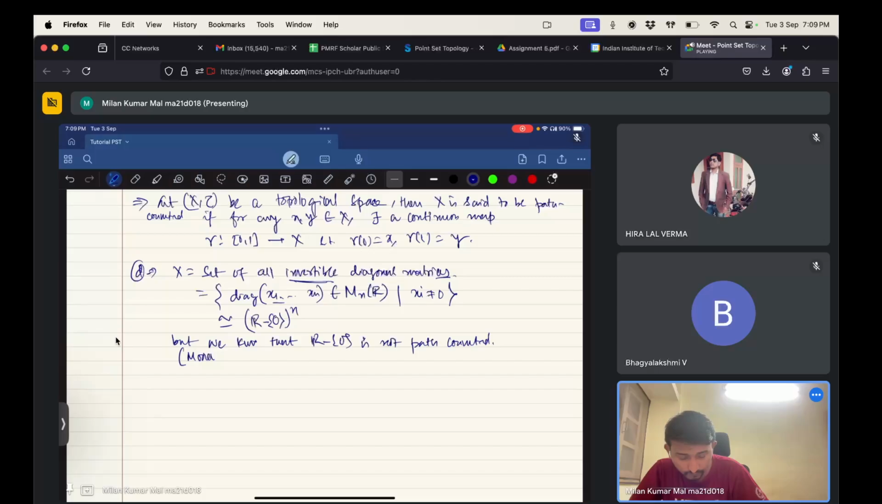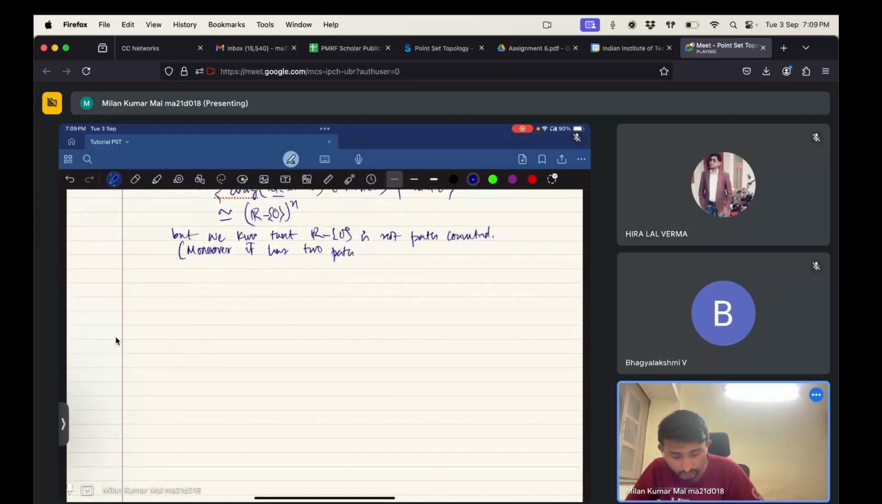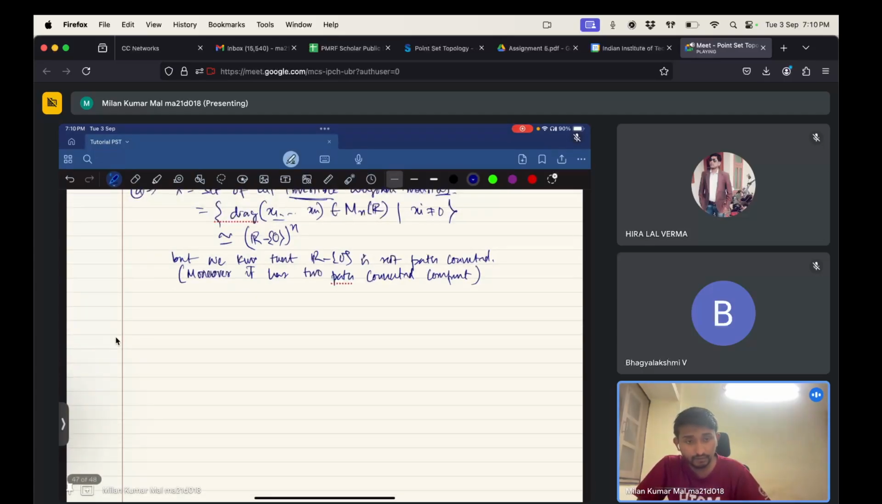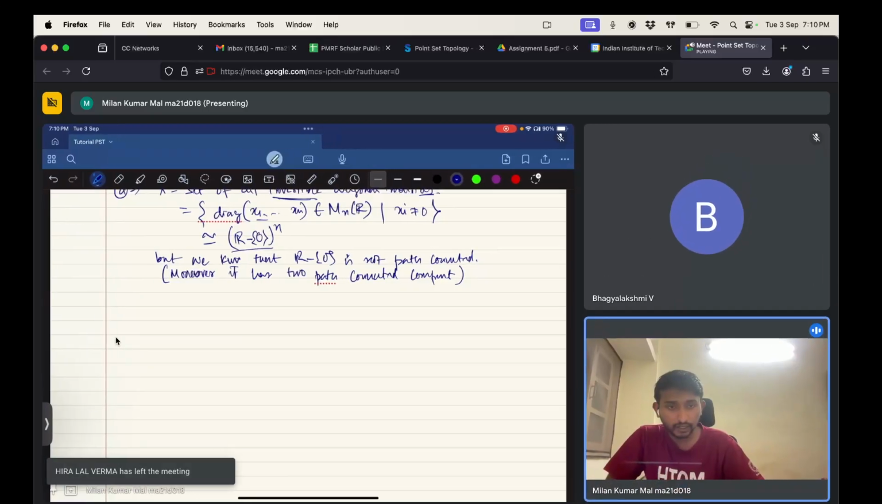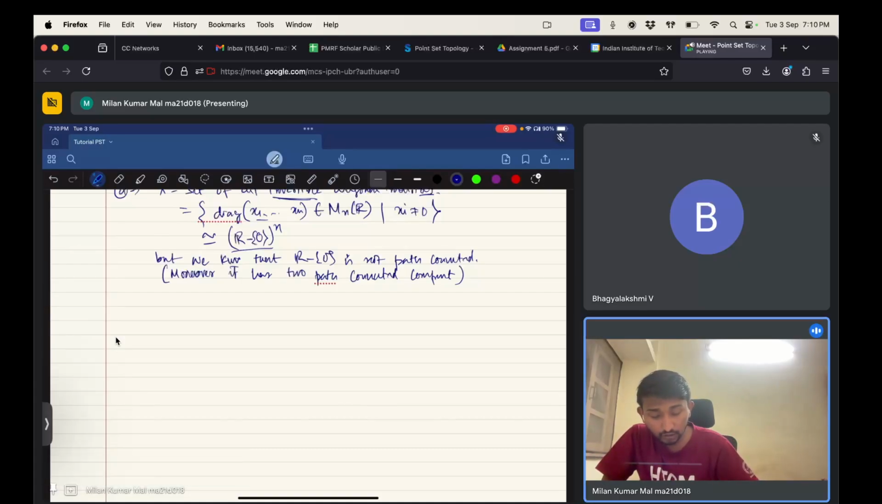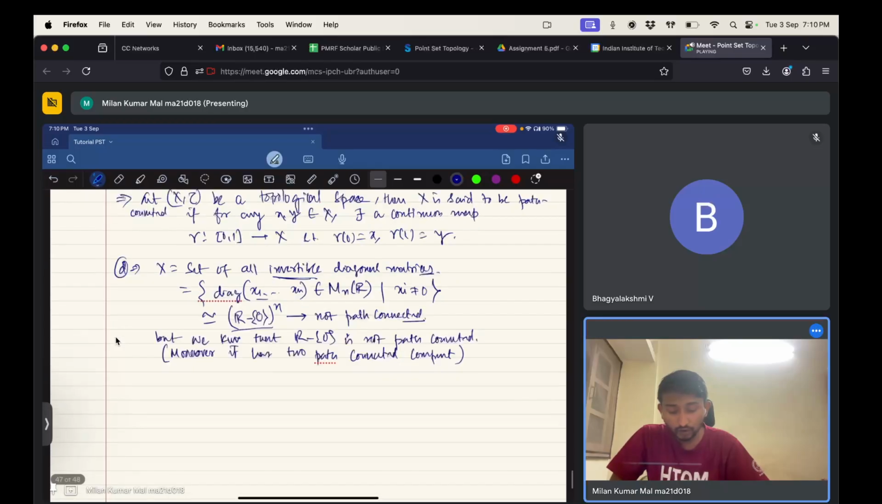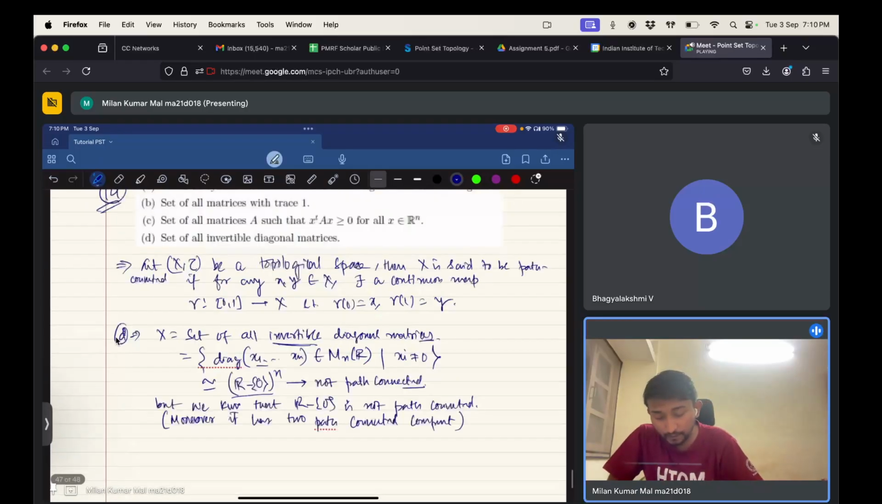Moreover, it has two path connected components. That is not important, but this is not path connected. So if this is not path connected, then how can (R minus {0}) to the power n be path connected? This is obviously not path connected. Okay, so option D is not correct. So I have to check whether options A, B, C are correct or not.